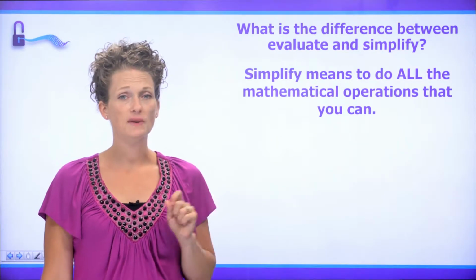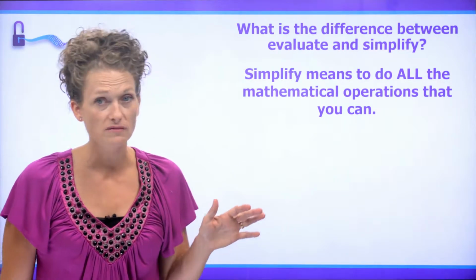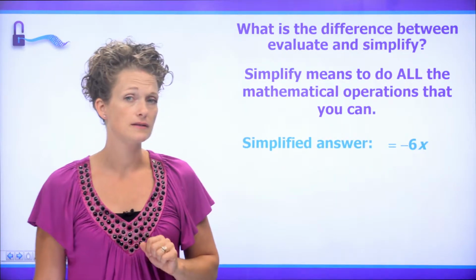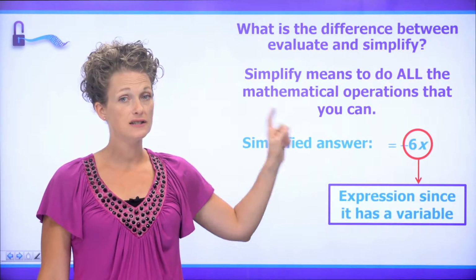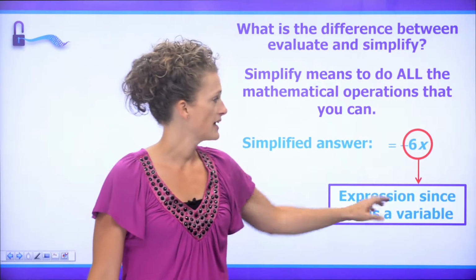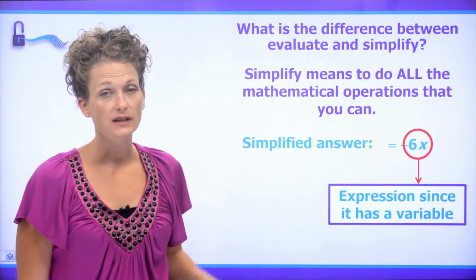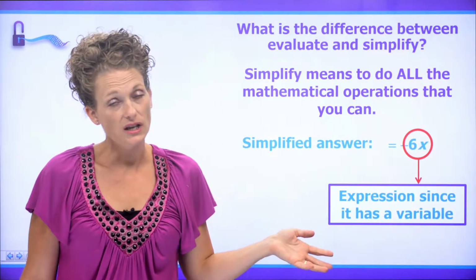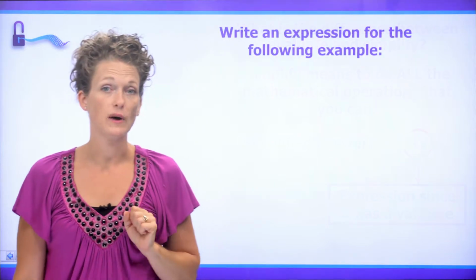Well, to simplify means do all the mathematical operations you can do until you can't do any more, until there's nothing else to do. For instance, if your simplified answer is negative 6x, that is an expression and it is simplified because there's nothing more you can do until you know what x is, and it has a variable. So this is an expression and it is simplified. Numerical only has a number, simplified could be just a number, but it can include a variable as well.